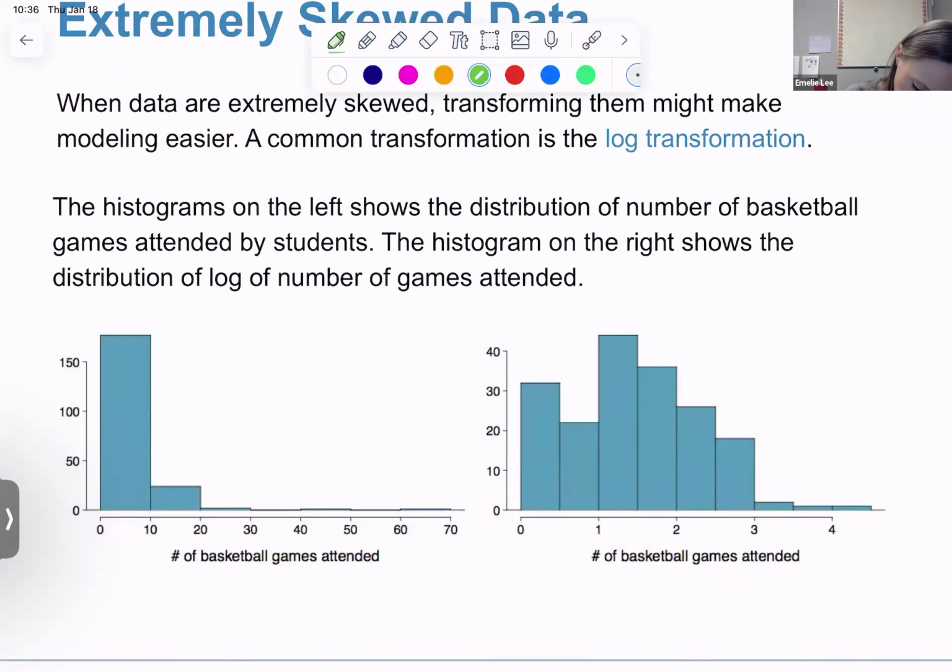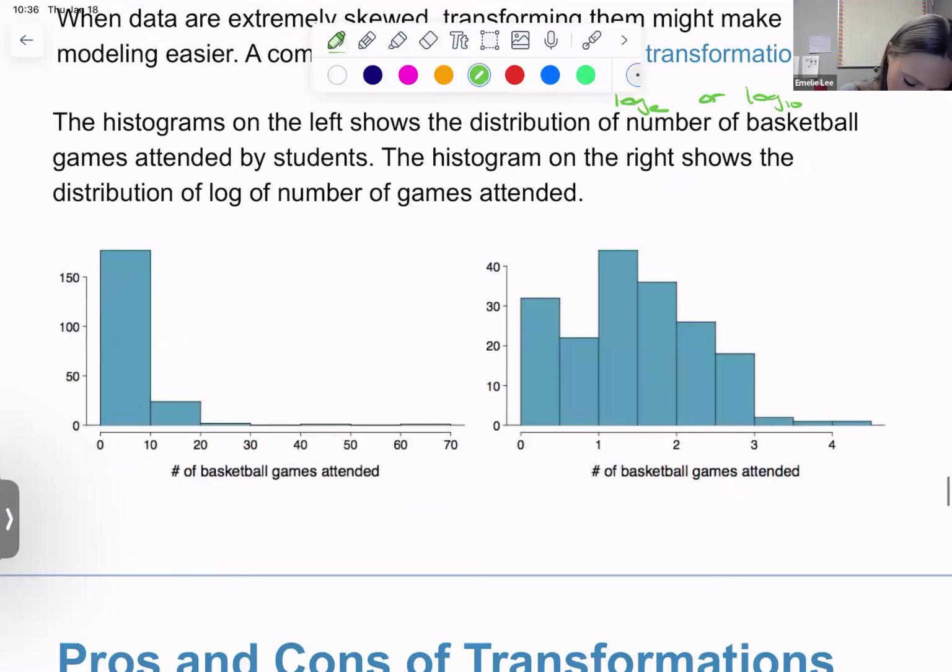of the variable. Now, usually we use log base E, or log base 10, some sort of log. But there is an error on here, because here we've got the number of basketball games attended, and here we've got the number of basketball games attended, but that's not quite true. It's the log of the number of basketball games attended.